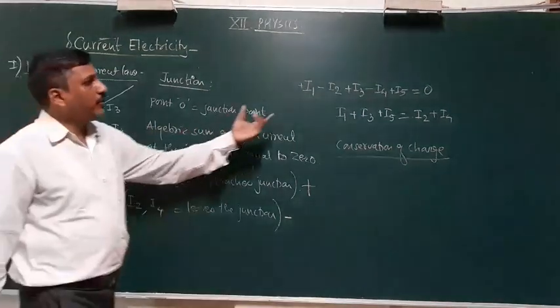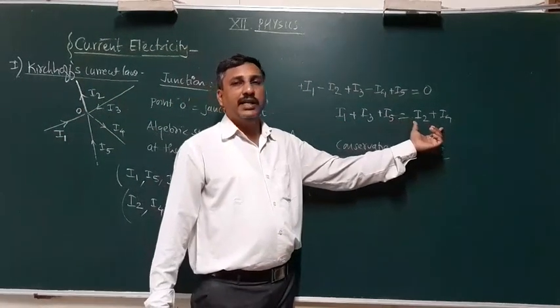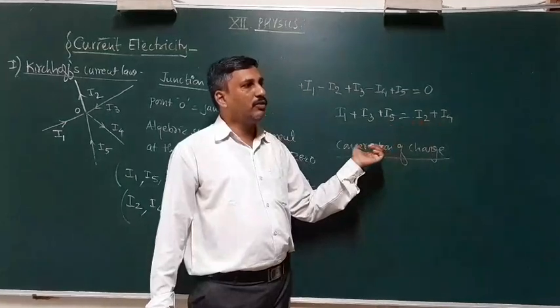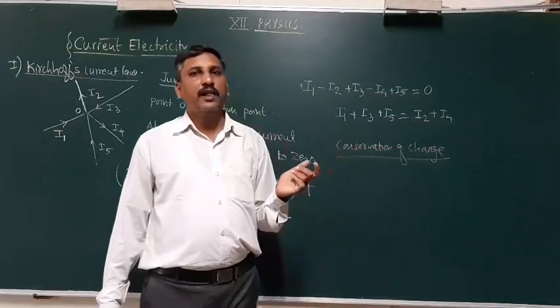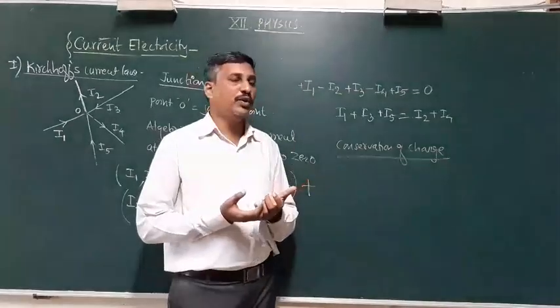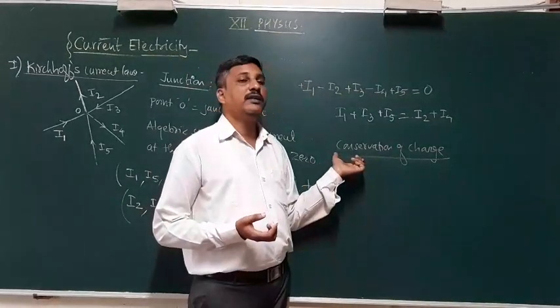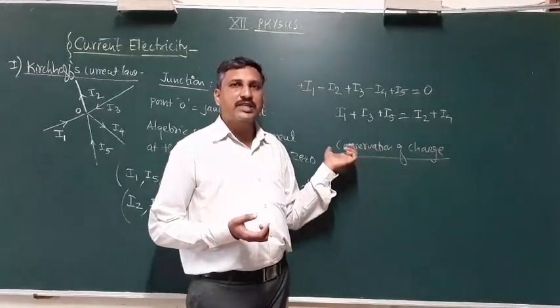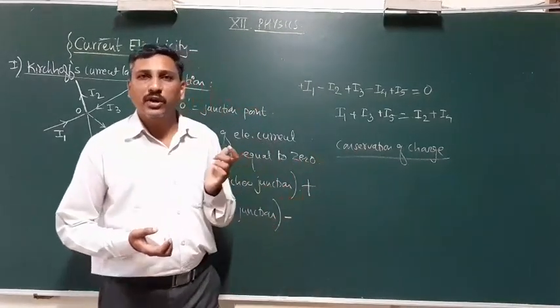Here, current approaching the junction equals current leaving the junction. From this we conclude that current is a conserved thing, but current means flow of charge per unit time. Therefore we say that Kirchhoff's first law is an example of conservation of charge.